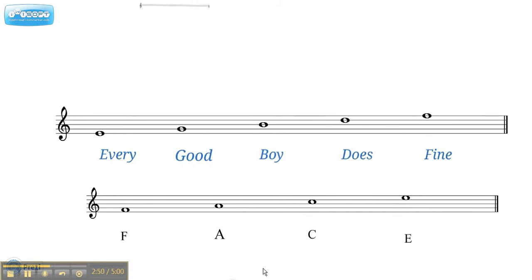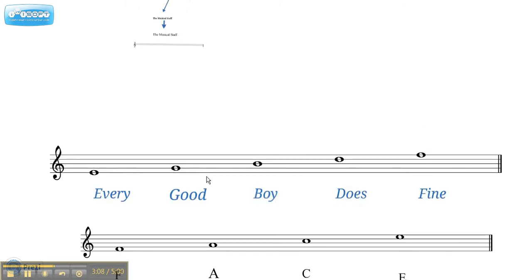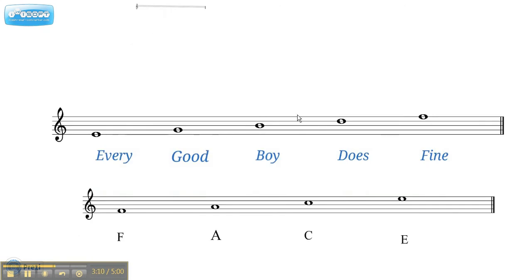Okay, let's take a look at the treble clef. Here we have 5 lines. Each line is represented with a letter name of the musical alphabet. The first line is the E line. The second line is the G line. The third line, the B line. The fourth is the D line. And the fifth is the F line.